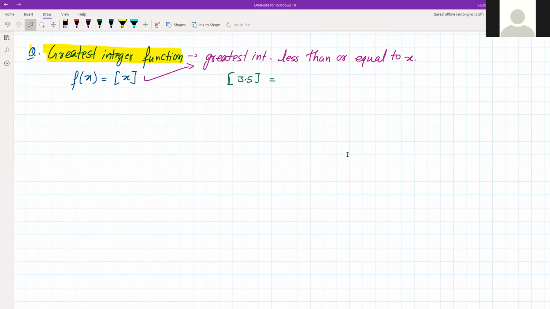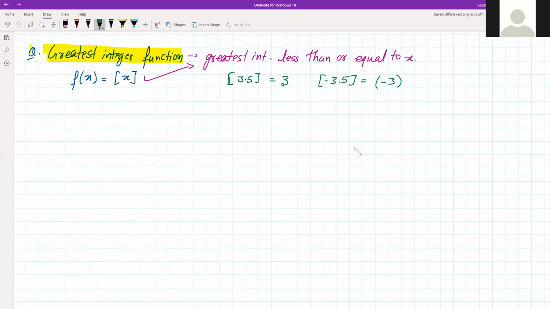Three. Was someone saying something? Sir, is it 3? Yeah, it is 3. Okay. And the greatest integer function of minus 3.5? Minus 3. Okay.